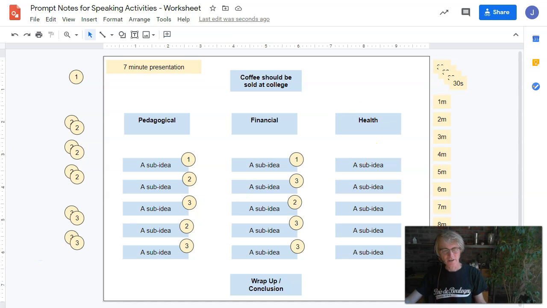Did you know that coffee actually, despite decades of studies saying how bad coffee is for you, there are now new studies showing that in fact coffee is good for you. So from a health perspective, there are a number of things that we can say about how good coffee is for you and so why it should be sold at college. And so once again, we would do our exercise of priorities.